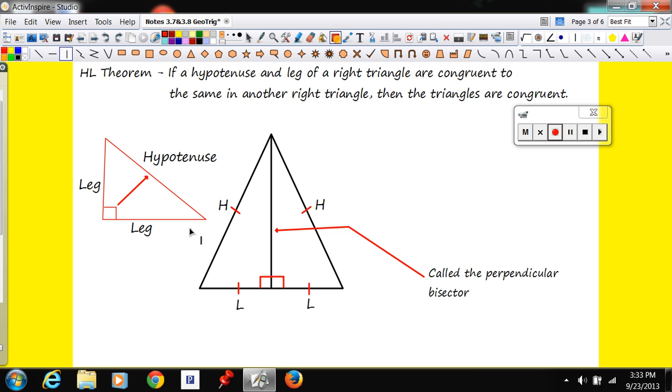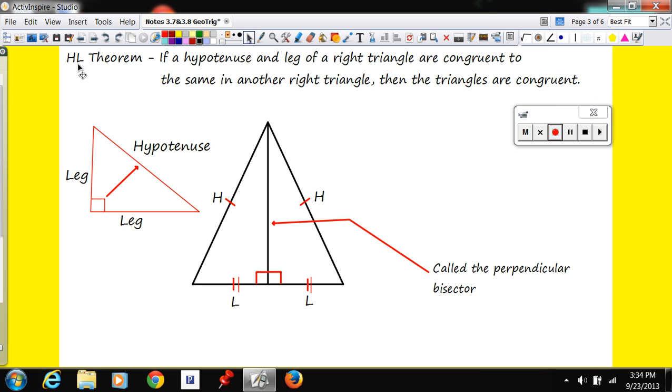And actually, I should have put another tick mark down here, because those aren't all four the same. There's two here and there's two down here. Or there's one tick mark to one tick mark, two tick marks to two tick marks. So that would be called the HL theorem. That's another way that we can prove that two triangles are congruent. This one, though, since it's hypotenuse, has to be a right triangle.